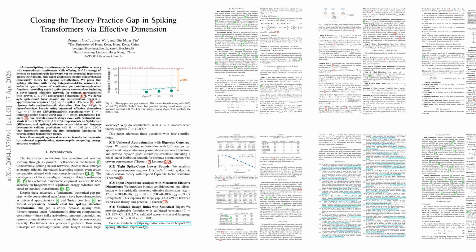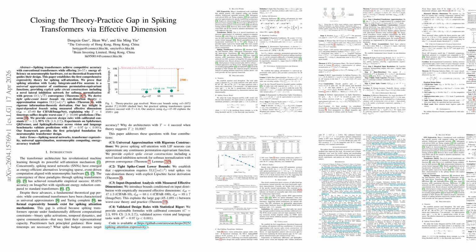Empirical PCA on training data yields d_eff equals 47 plus or minus 3 for CIFAR-10, 68 plus or minus 4 for CIFAR-100, 89 plus or minus 7 for ImageNet-1K, and 52 plus or minus 5 for SST-2, explaining why practical models succeed at T equals 4 to 6 time steps, even though worst-case theory based on N·D equals 3072 or 150,528 predicts T is greater than or equal to 10,000, a 451,691 times gap.